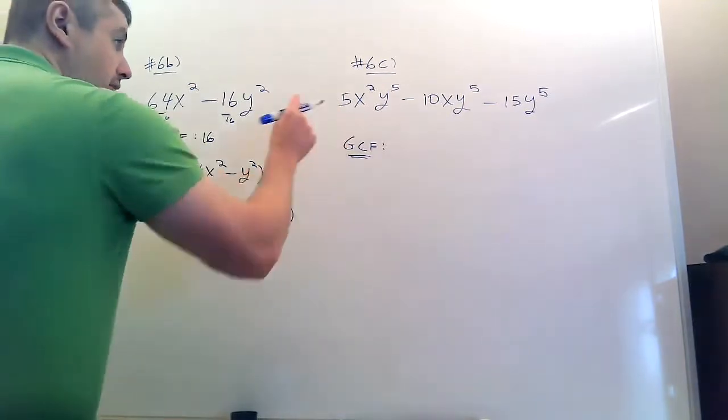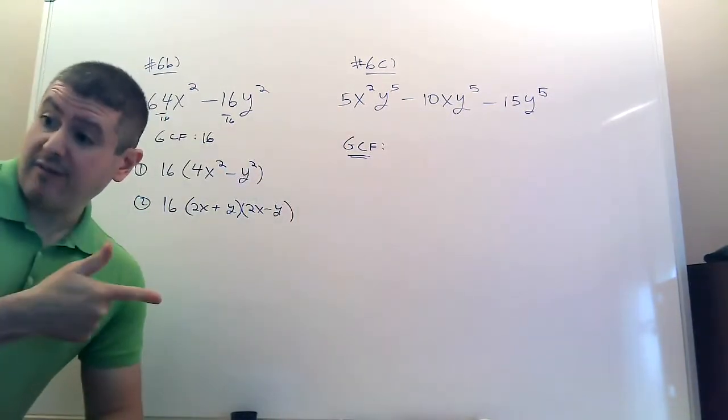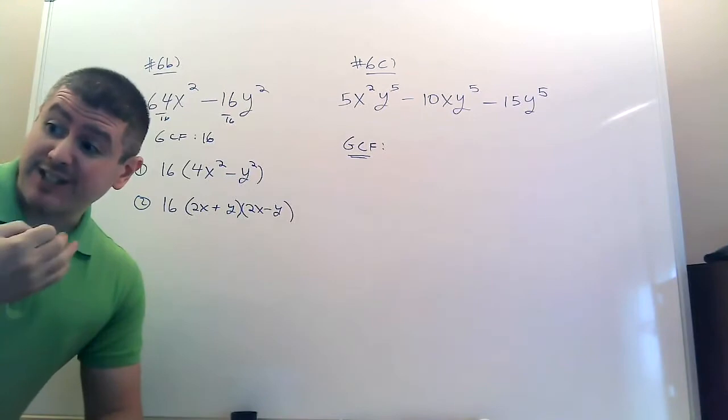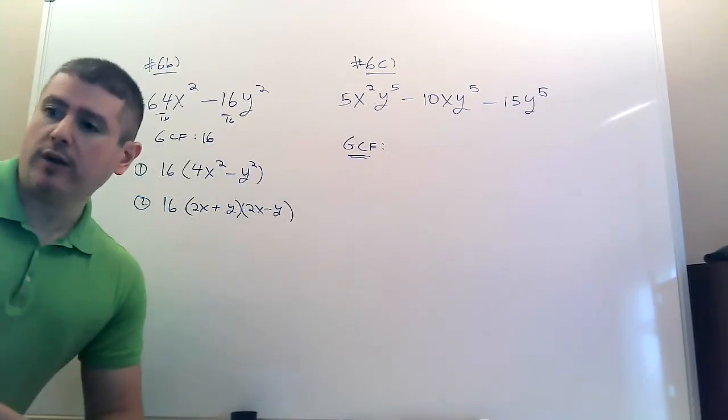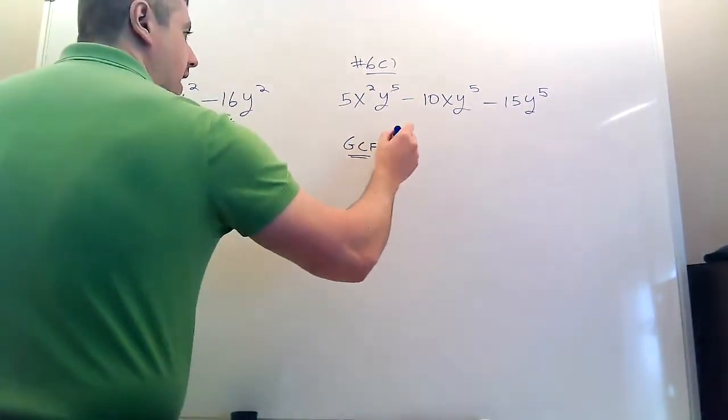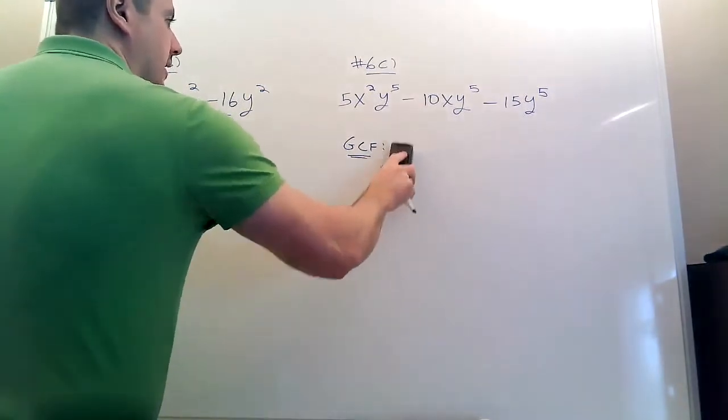Because the only numbers that divide 5 are 1 and 5. 5 is not divisible by anything else except for itself. Everything's divisible by 1. So here it's going to be 5. Now look at the letters.